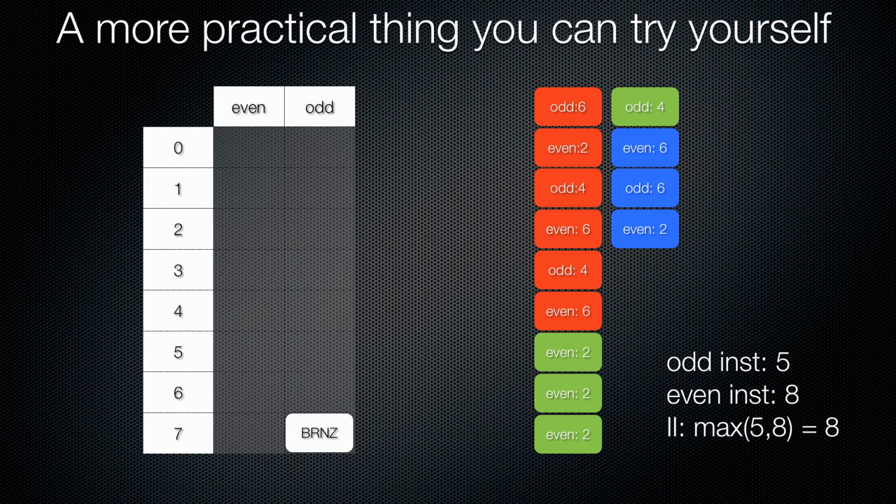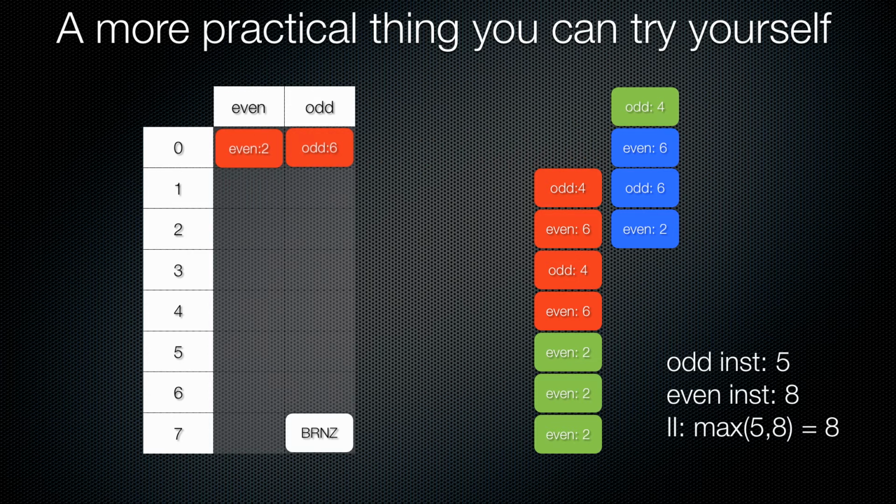First instruction of your program is an odd one. So it goes into the odd column. And you can just go ahead and put it in the first slot. No problem. Now we have our first even instruction. Even and odd, they don't depend on each other here. We can just go ahead and dual issue that in the first slot.